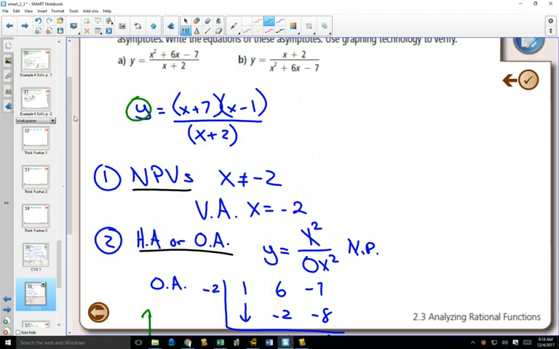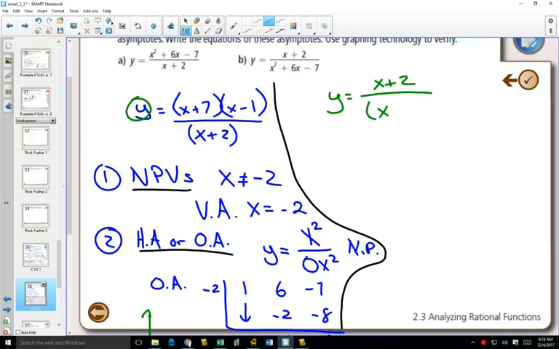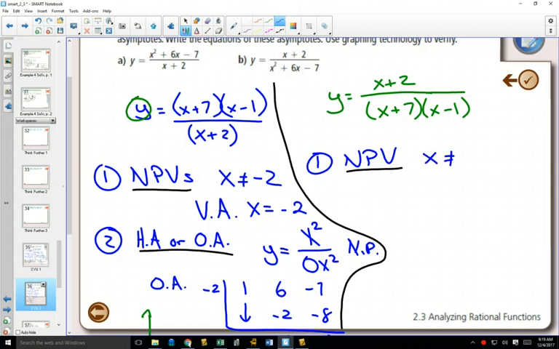Part B. This is exactly the same, except things have been flipped around. If we do step 0, which is factoring things completely, we get x plus 7 and x minus 1 this time on the bottom. Step 1, looking at our non-permissible values. Do we have any non-permissible values? Well, now x can't equal 1, and x can't equal negative 7.